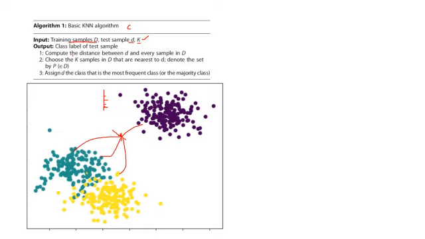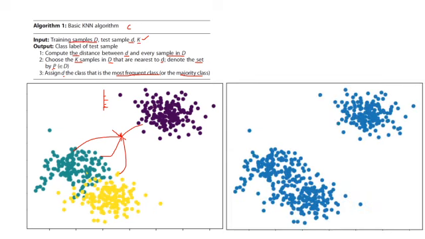Now we will compute the distance between this small d, that is the test sample, and every sample in the training set. Then we will choose the k samples in D that are nearest to the small d, that is the test point, and we denote that set by P. Then we assign d the class that is the most frequent class, or the majority class, in that set P.